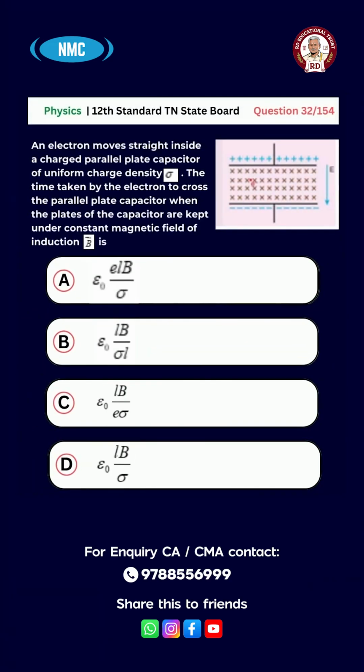Question number 32. An electron moves in a straight line inside a charged parallel plate capacitor of uniform charge density sigma. The time taken by the electron to cross the parallel plate capacitor undeflected, when the plates of the capacitor are kept under constant magnetic field of induction B vector, is: option A, epsilon naught ELB by sigma; B, epsilon naught LB by sigma L; C, epsilon naught LB by E sigma; D, epsilon naught LB by sigma. The right answer for this question is option D, epsilon naught LB by sigma.